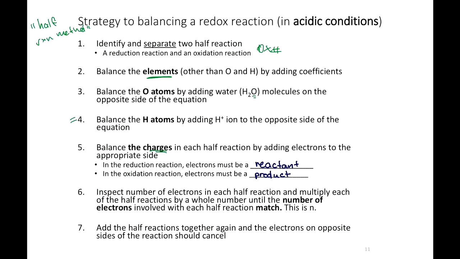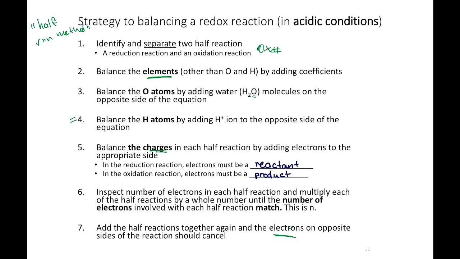Once you've balanced the charges, now everything's balanced: atoms, elements, and electrons. Once you're at that point, you can combine those two reactions, but you want to make sure that the number of electrons transferred in one half reaction matches the other. So you might need to multiply one or both of the reactions by some coefficient to make sure that the number of electrons that transfer match each other. All right, and then at that point, electrons should cancel on opposite sides, and if you have extra waters hanging around, you'll want to cancel those as well.